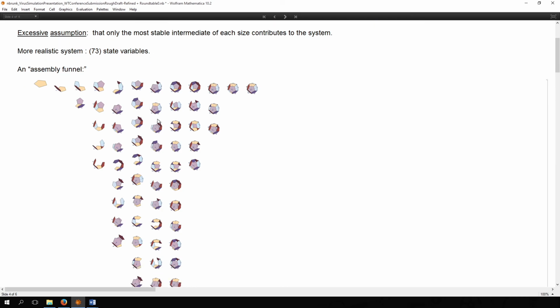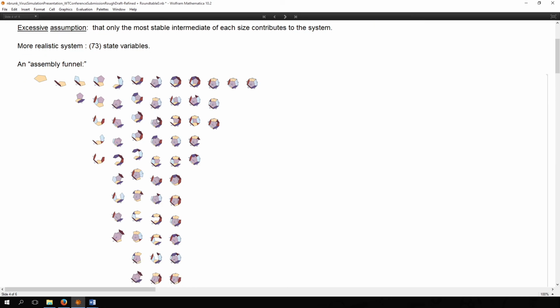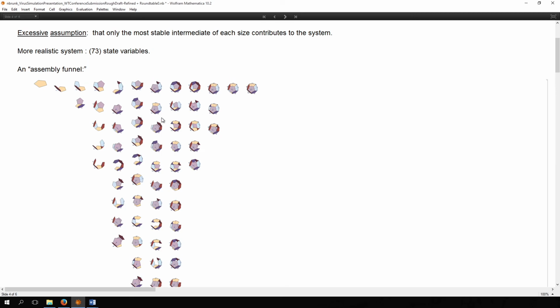So as you incorporate more energy minimization pathways, the dodecahedron happens to have 73 different possible state variables that can go into the model. You get more realistic, and the capsid assembly curves get more and more like the light scattering curves that you see in solution.